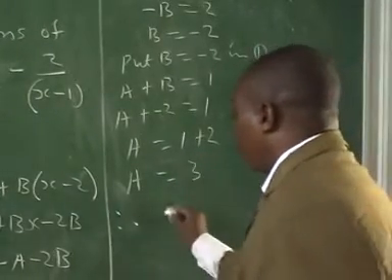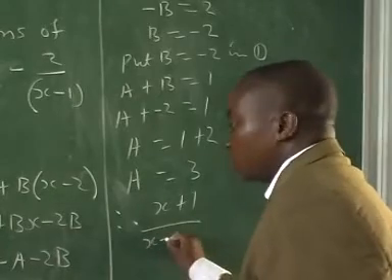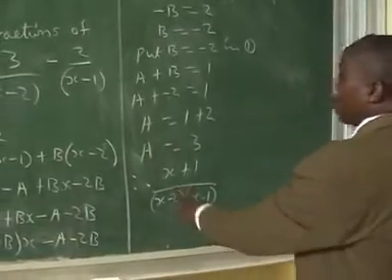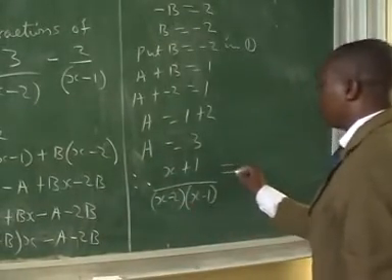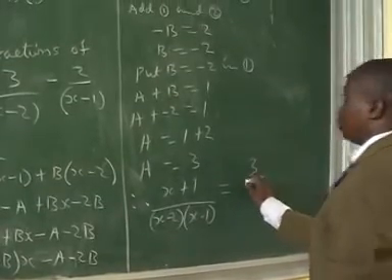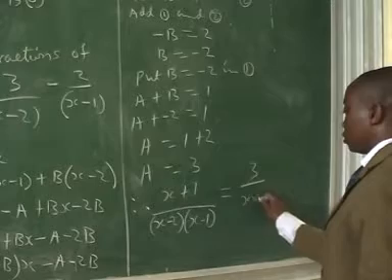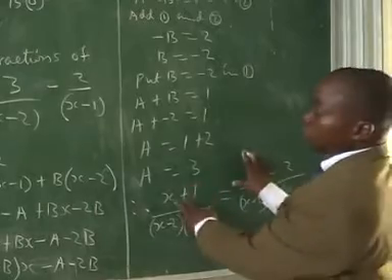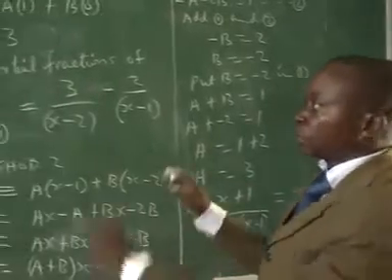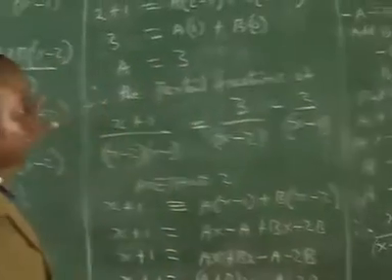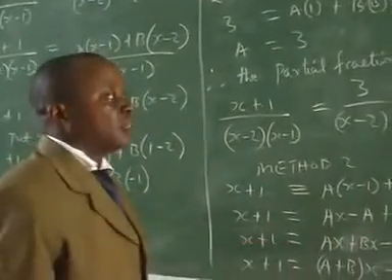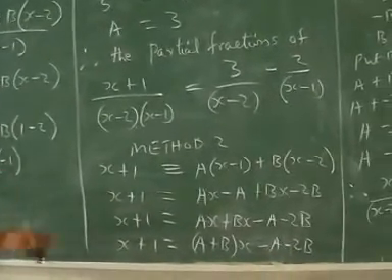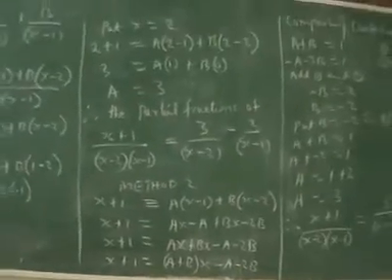Therefore, x plus 1 all over x minus 2 and x minus 1, the partial fractions of these is 3, that is this a, all over x minus 2 minus 2 all over x minus 1. This one is the comparing coefficient method. This one was the cover-up method, the first one that we used. So they still give us the same results. This is how we solve partial fractions with linear factors. It's just very simple as that.